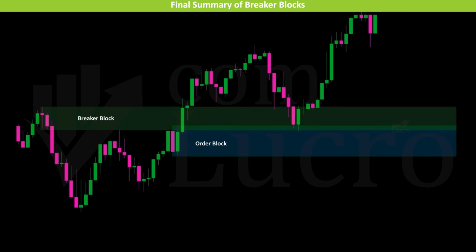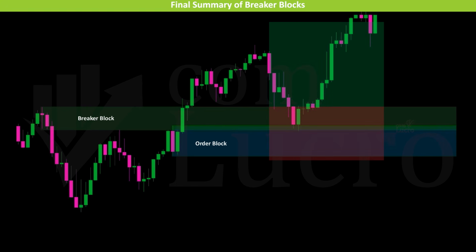In this final scenario, we identify a valid breaker block paired with an order block. The entry is placed at the highest point of the breaker block, and we wait patiently for price to return and activate the trade. In conclusion, breaker blocks show how failed order blocks transform into high-probability continuation zones after liquidity is cleared and structure shifts.